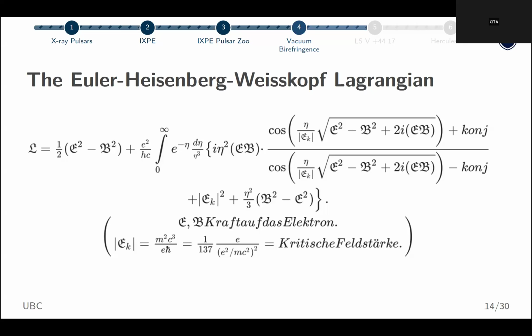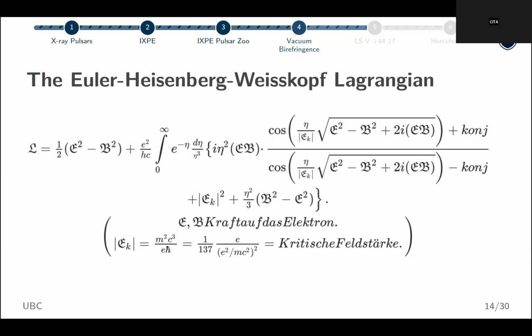But basically this means critical field, and if you plug in numbers here, what is it? It's 4.4 times 10 to the 13 Gauss. It's this sort of characteristic field where things get really weird. But if we look at this expression, this part is just normal electromagnetism, and you can see things are proportional to quadratics of the field.